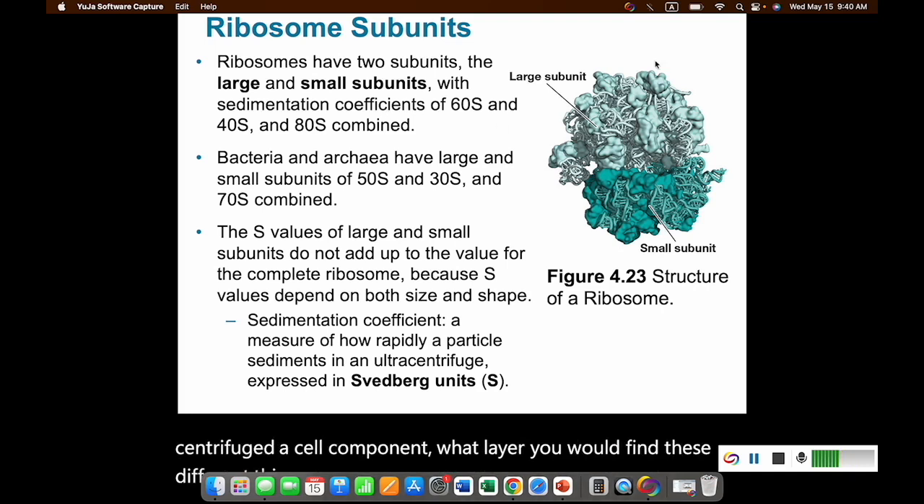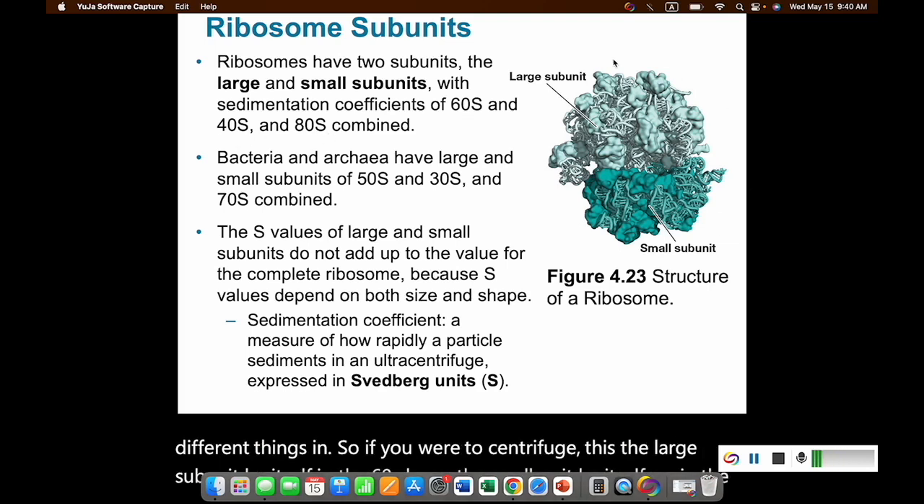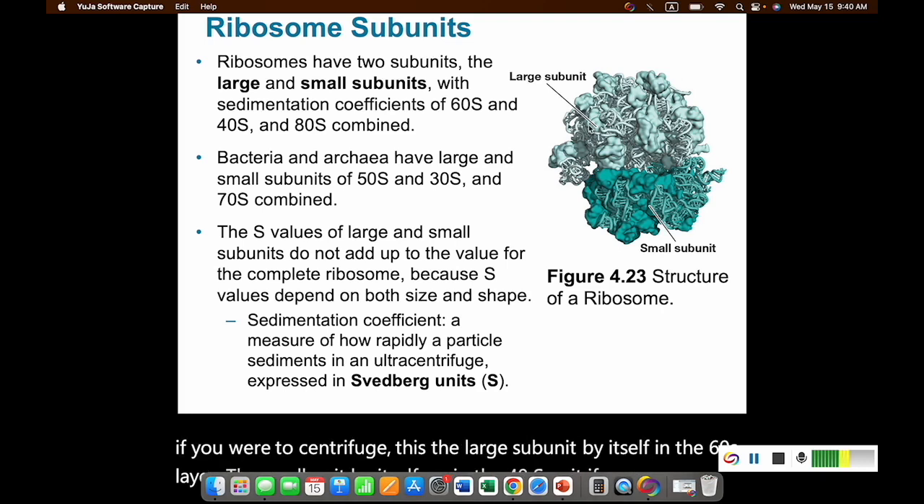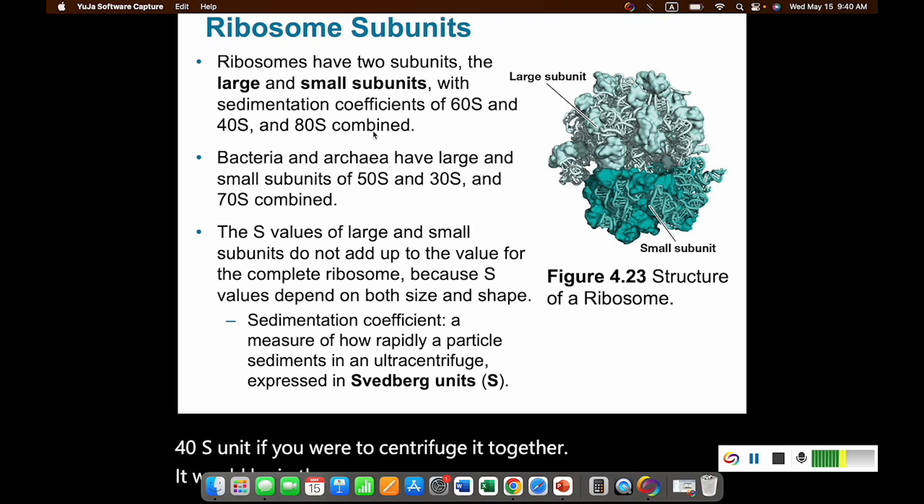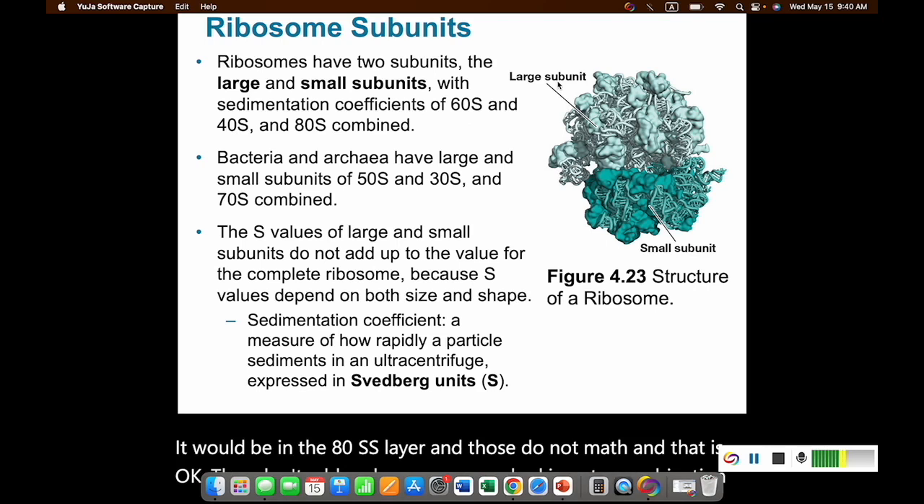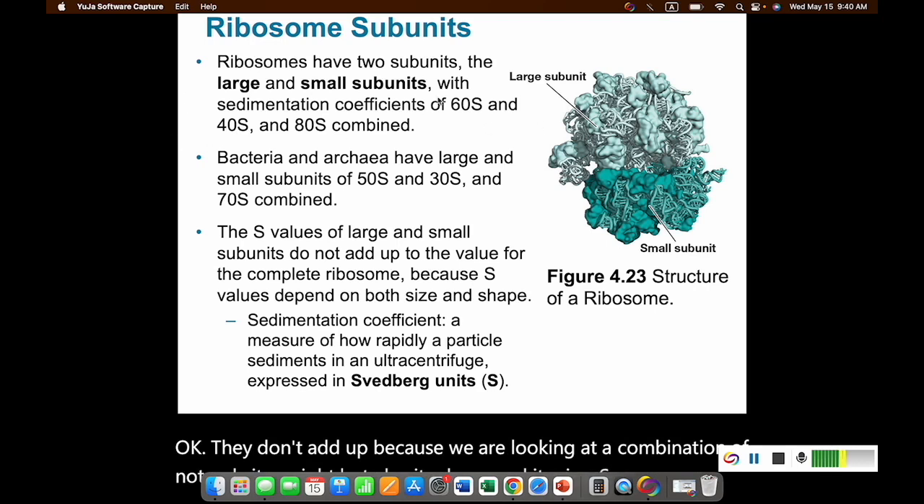So if you were to centrifuge this, the large subunit by itself would be in the 60S layer, the small subunit by itself would be in the 40S layer. If you were to centrifuge it together, it would be in the 80S layer. And those do not math, and that is okay. They don't add up because we are looking at a combination of not only its weight, but also its shape and its size. So those are the large subunit, small subunit, and combined subunit.